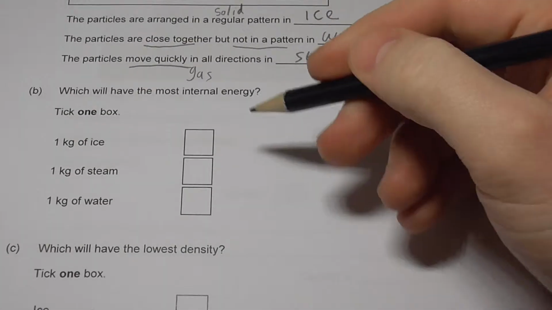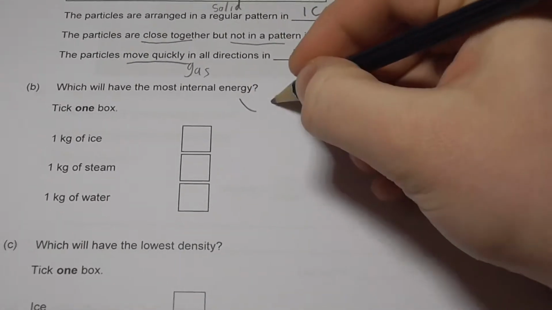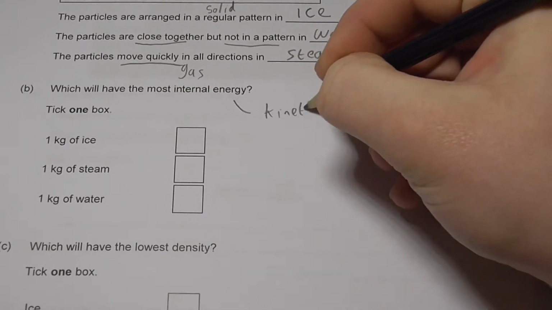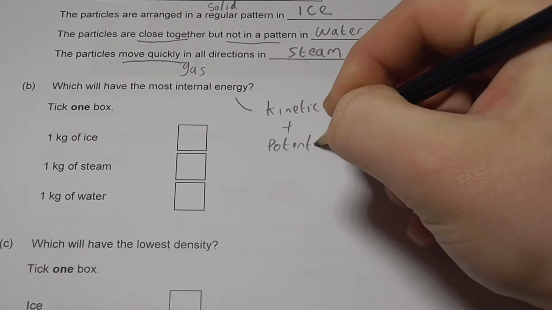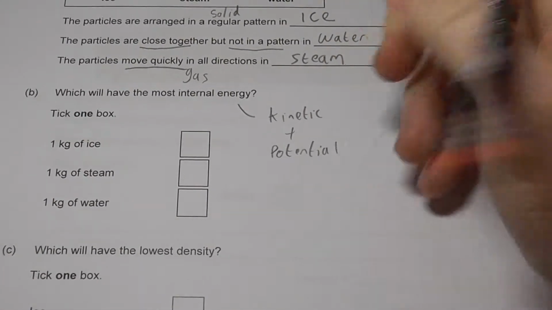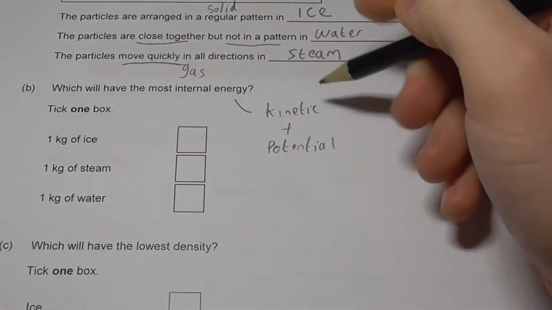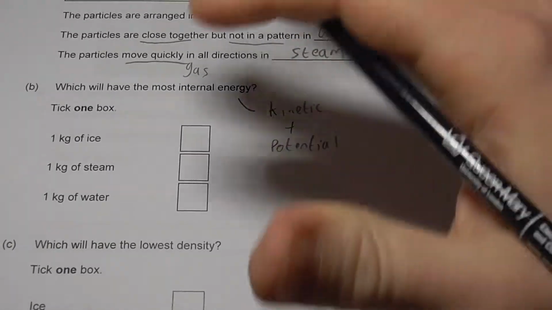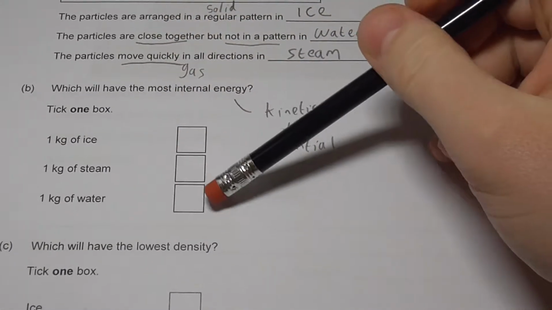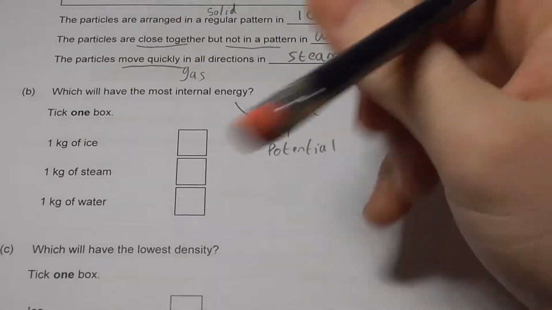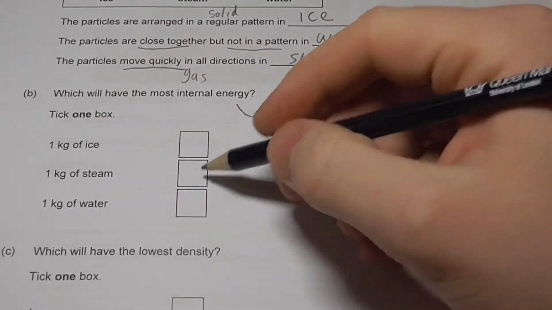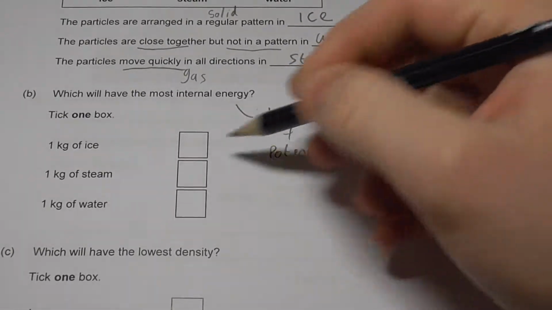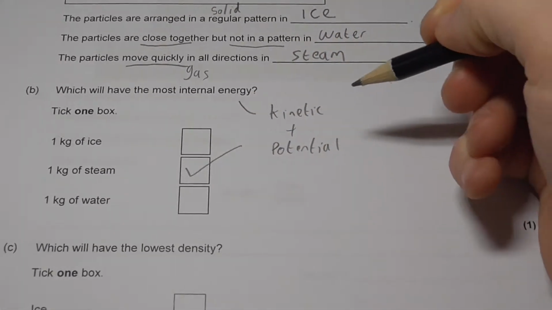The next one is about the internal energy. That's of course your kinetic and your potential. Ice obviously has the least amount of kinetic energy because the particles are only just vibrating. Water, the particles are still close and slowly move around each other. And steam has particles moving quickly. It has the most kinetic energy. It also has the most potential energy as well, so it will be steam.